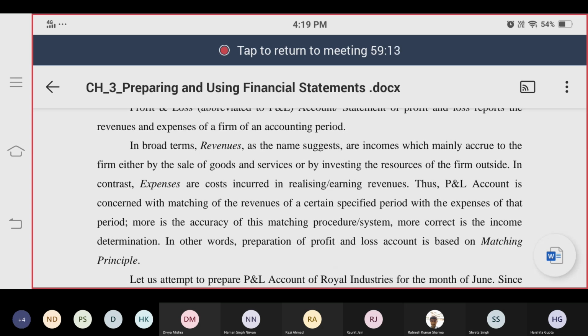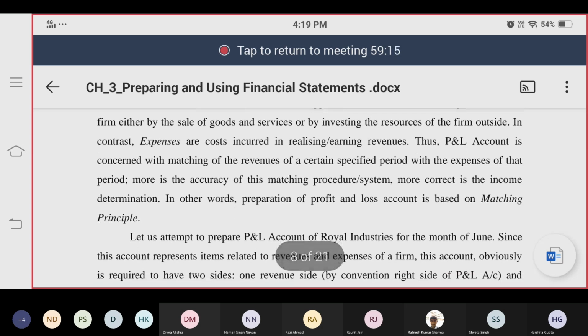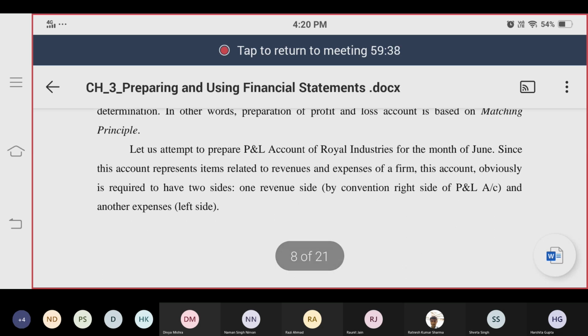So if you're showing the revenues for 1 year, then you should match it with the expenses of that 1 year, not for 11 months, not for 13 months. Okay. More is the accuracy of this matching procedure system, more correct is the income determination. In other words, preparation of profit and loss account is based on matching principles. So we've already done this. Let us attempt to prepare the P&L of Royal Industries for the month of June.